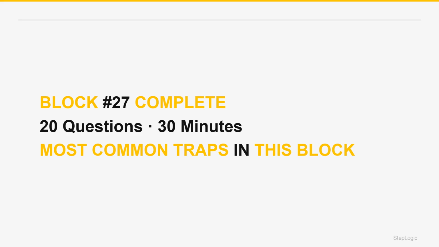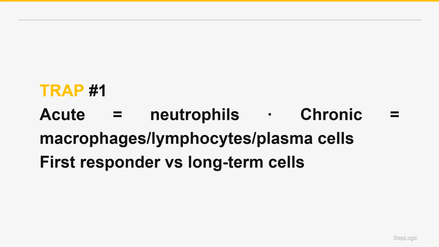Block 27 is done. Let's review the 5 biggest traps from this block. Trap 1. Acute inflammation is dominated by neutrophils, the first responders that form pus. Chronic inflammation is dominated by macrophages, lymphocytes, and plasma cells with granulomas and fibrosis. Don't mix the time courses.